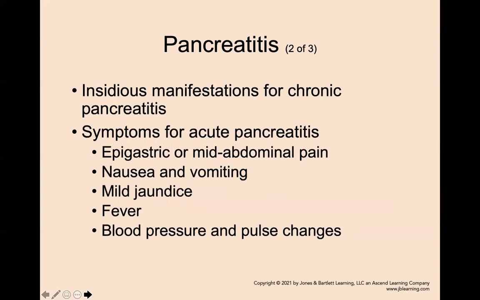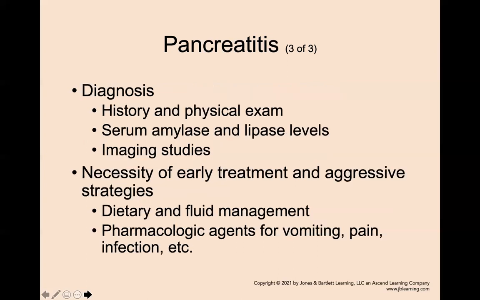Symptoms for acute pancreatitis include epigastric and mid-abdominal pain, nausea and vomiting, jaundice, fever, blood pressure, and pulse changes. These patients often look very sick when they come to see you. They cannot eat any food. And you'll make the diagnosis by history and physical exam, serum amylase and lipase levels, which are the pancreatic enzymes, will be elevated.